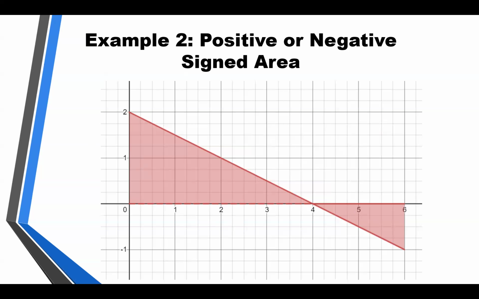1/2 times 2 times 1 is 1. So this area is 4. This area is 1. Therefore, the total signed area is going to be 4 minus 1, which is 3. So we're going to get a positive signed area because more area is above the x-axis than below. And in this particular case, we can see that the area is 3, 4 minus 1.